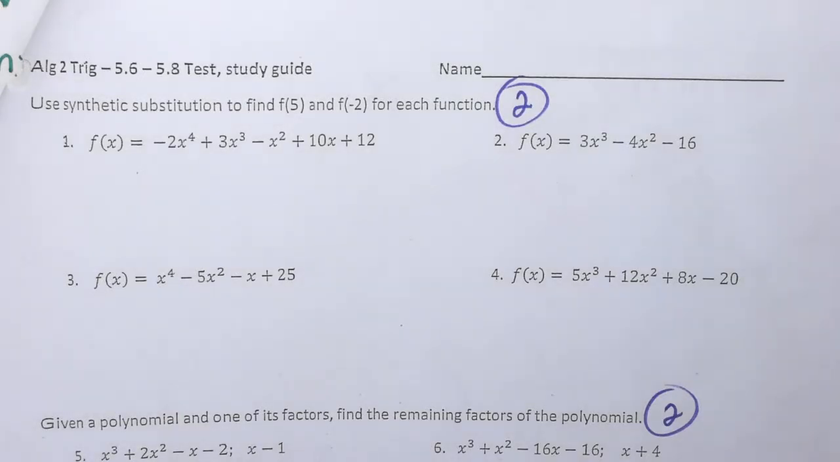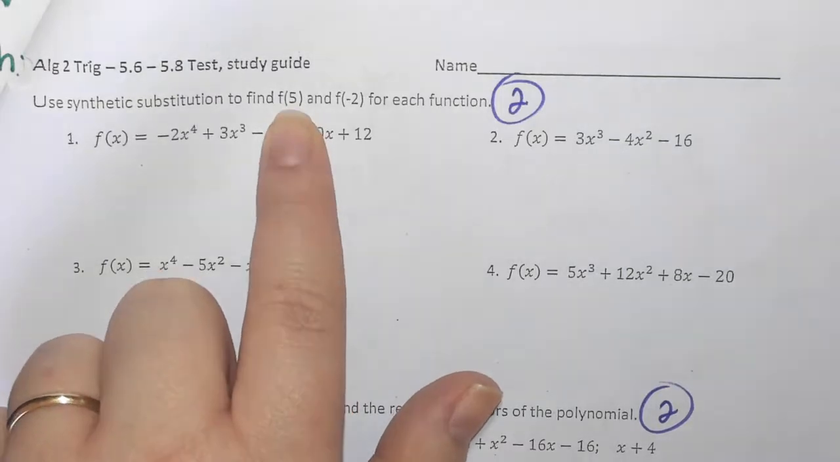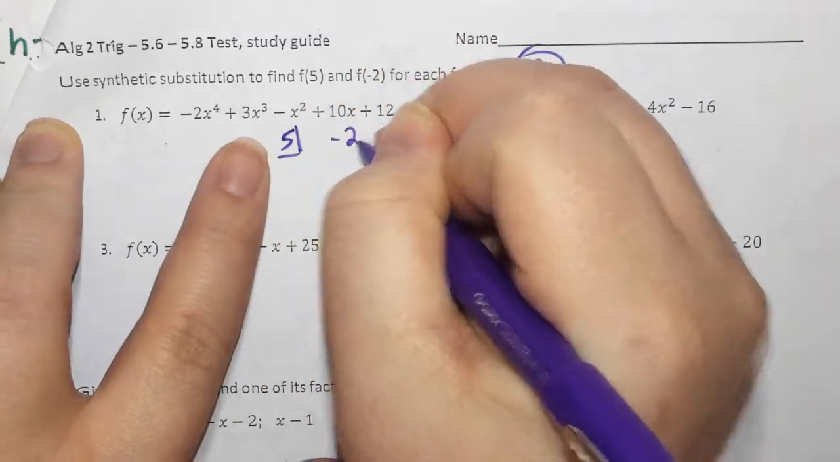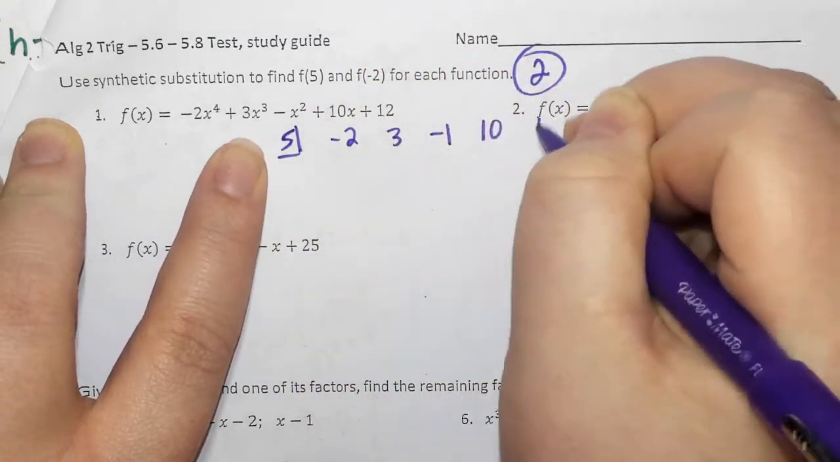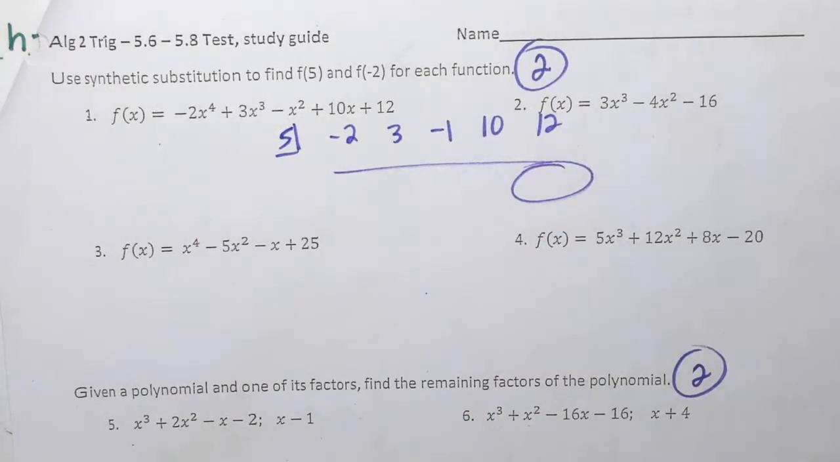Tomorrow's test has 10 questions. Looking at our study guide, 2 of the 10 questions involve synthetic substitution. If you've not been here lately, synthetic substitution literally means I do synthetic division with the 5. So I'll put the 5 in the house, put my leading coefficients, bring stuff down, and whatever I get at the end is the answer. The remainder is the answer.